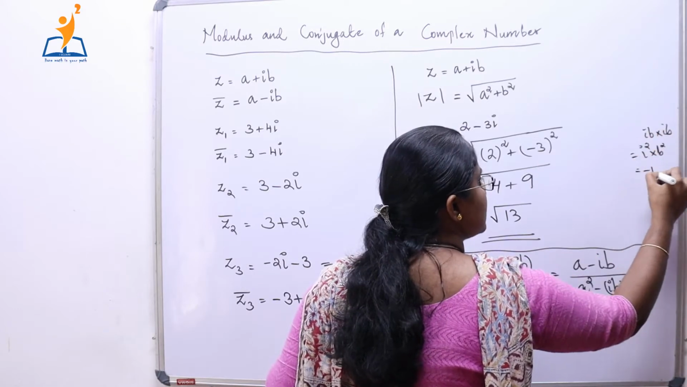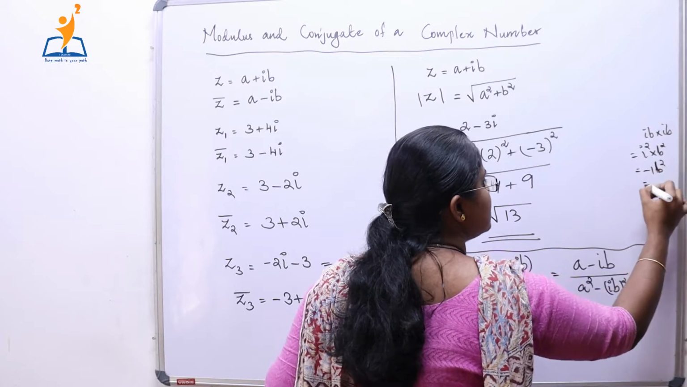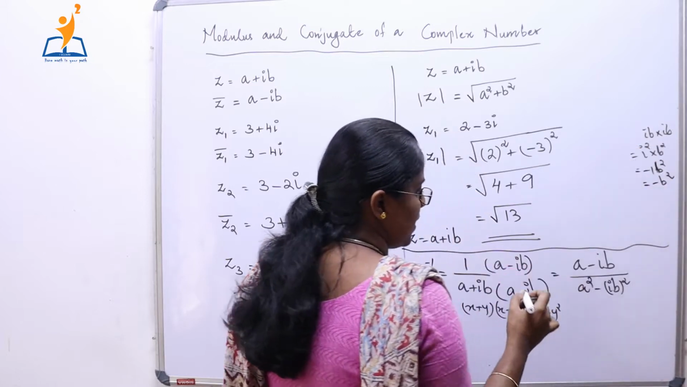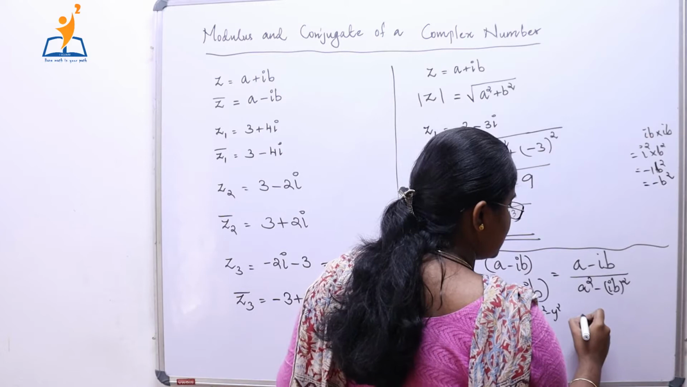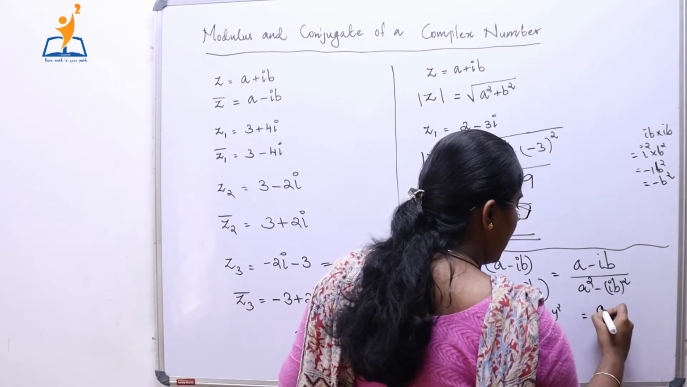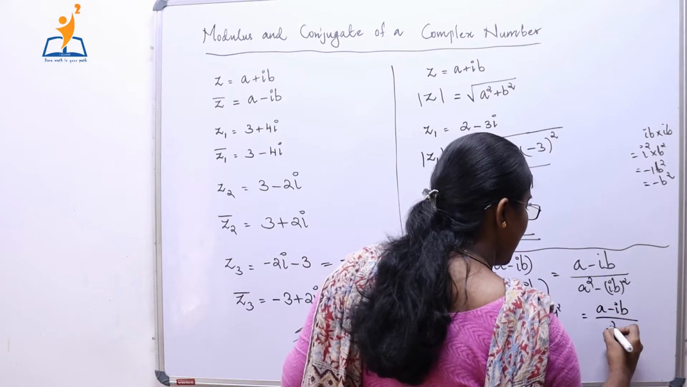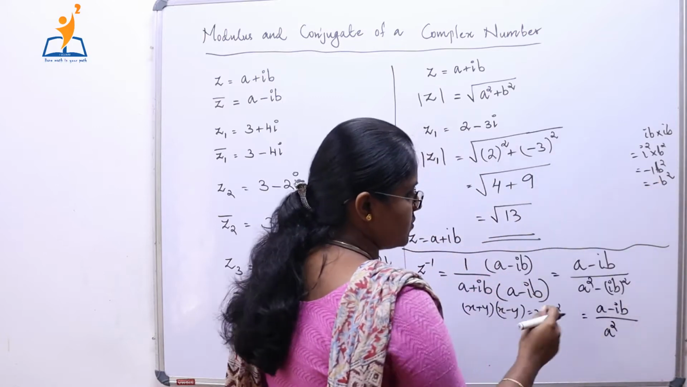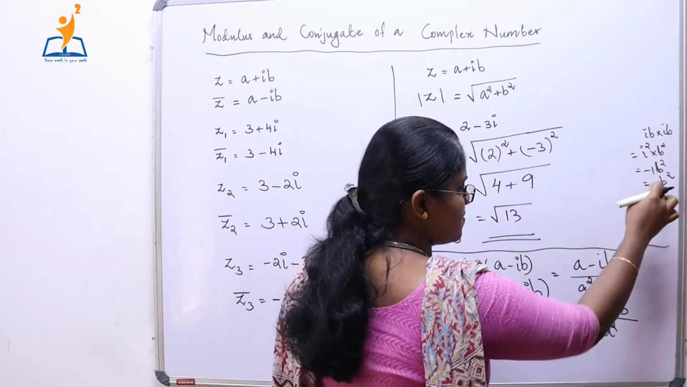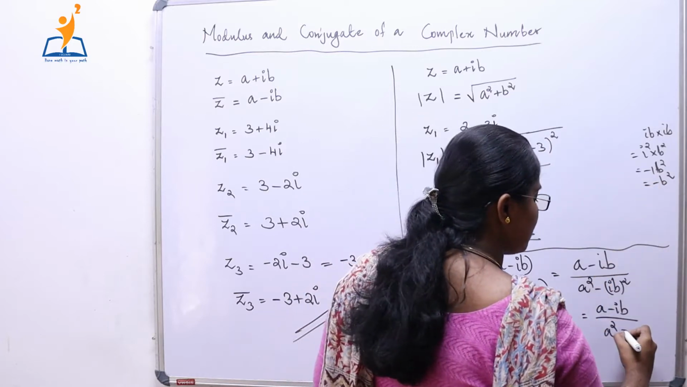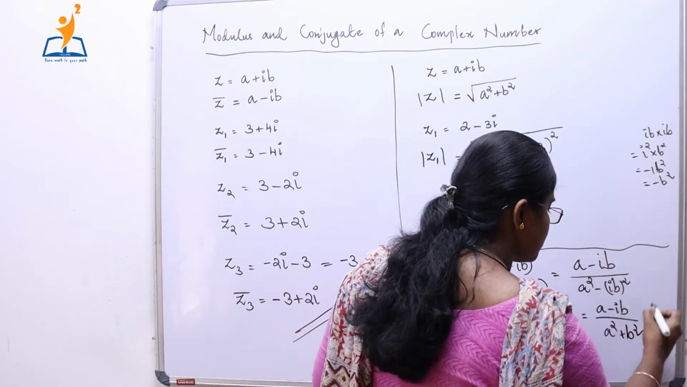i square is minus 1. Minus 1 into b square means it is minus b square. So we have in the denominator a minus ib divided by a square minus b square. ib square is minus b square. Minus b square will become plus b square.